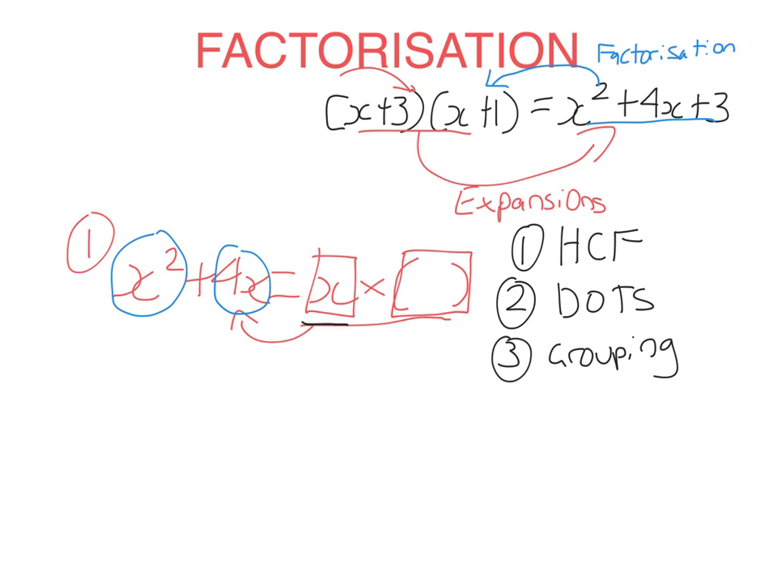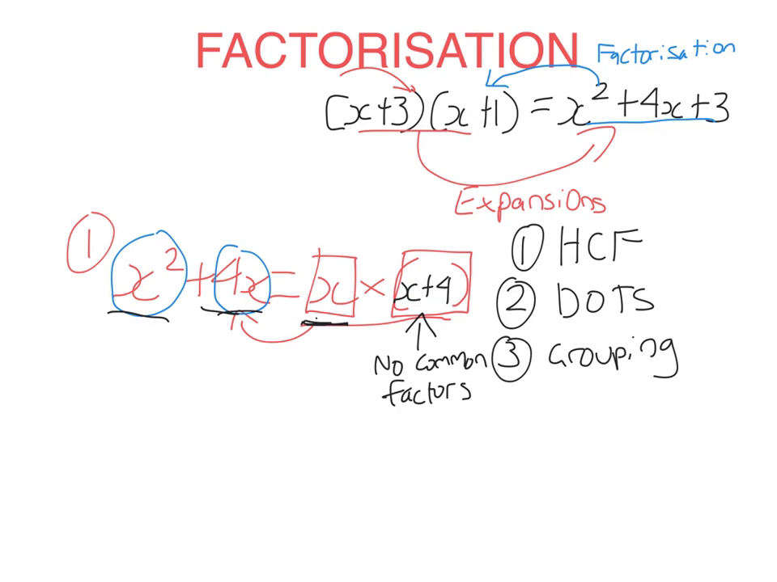So the first term here is x squared, and I've taken out a factor of x. So I think, what do I need to times by x to get x squared? And the answer is again just x. Then I go to the second term. What do I need to times by x to get positive 4x? And the answer is just positive 4. Now, when you do this, what you have in the brackets should have no common factors. Otherwise, you haven't fully factorized. So x and 4 don't have any common factors. There's nothing that goes into both of them. So I know I've done something right.